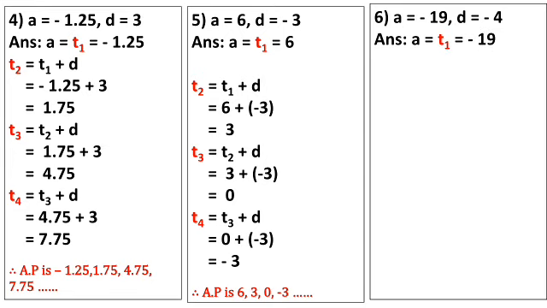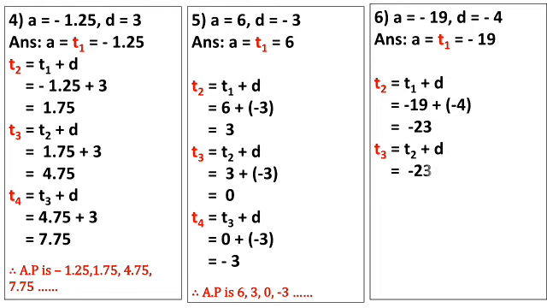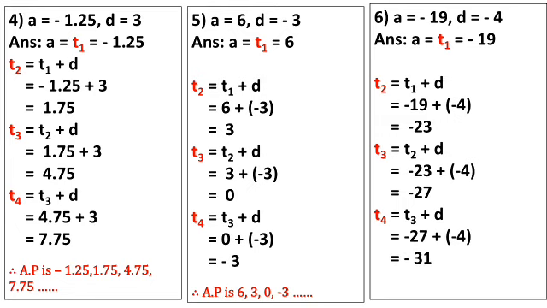T1 is the minus 19. So T2 equal to T1 plus D. T1 is minus 19 plus minus 4. We'll open the bracket. So we got minus 23. T3 equal to T2 plus D. T2 value is minus 23 plus minus 4. Minus plus minus, 23 plus 4, minus 27. Same way we'll get a T4 also. We got the answer minus 31. So minus 19, minus 23, minus 27 and minus 31 are our AP.